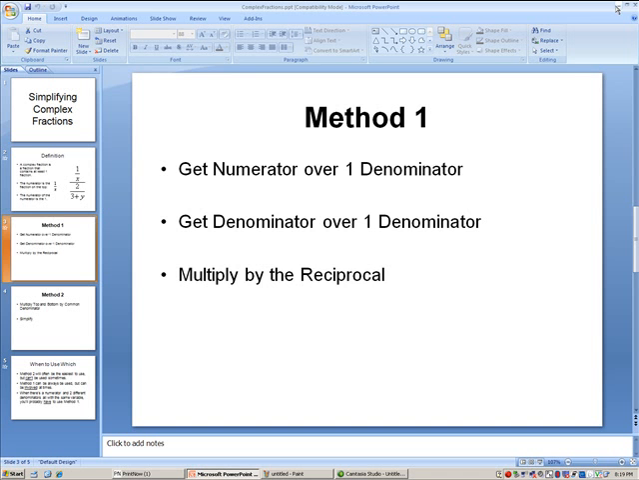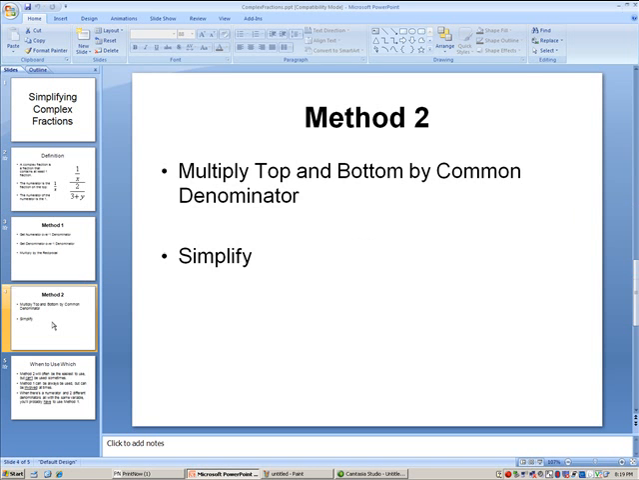Method 2 can be quicker and easier, however, there are rare circumstances where it's going to get you into kind of a messy situation. But that's unusual, that's rare. Normally, method 2 is going to work out fantastic. Let's take a look at method 2. Method 2 is simply multiply top and bottom by the common denominator, then simplify. Let's take a look at that.